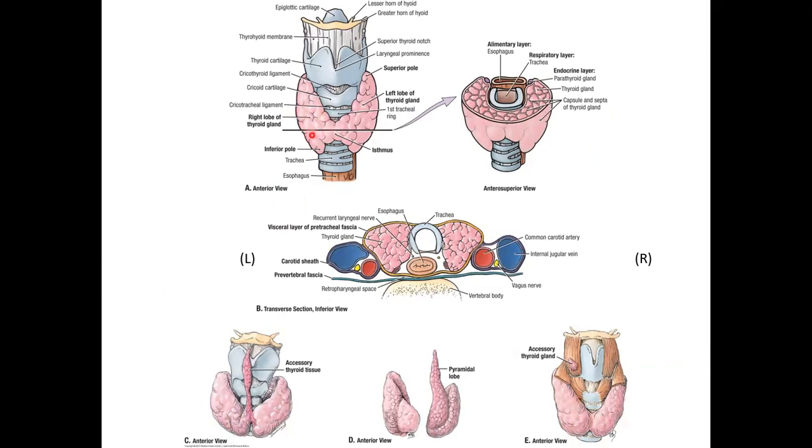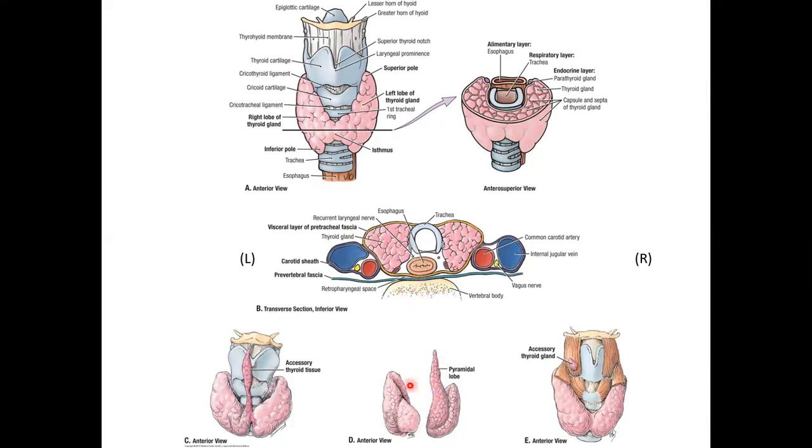In most people, it's just this butterfly shape, but in a third of people, they have this accessory thyroid tissue called the pyramidal lobe. You can see it here. So two-thirds of people just have this nice butterfly around the trachea, just below the thyroid cartilage, and one-third of people are going to have this pyramidal lobe.